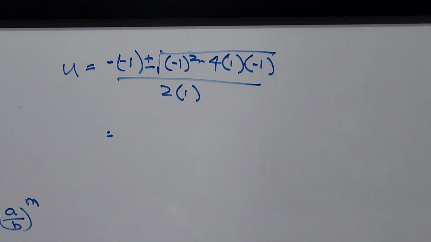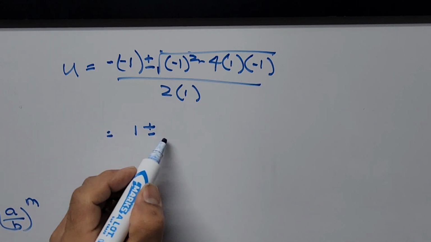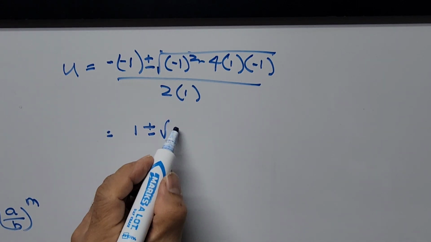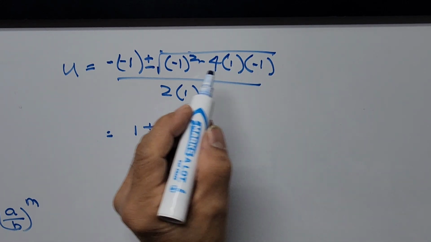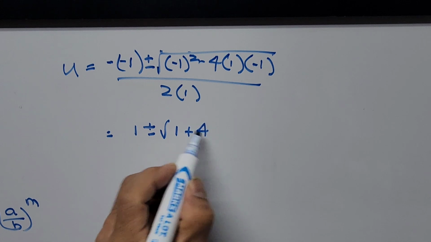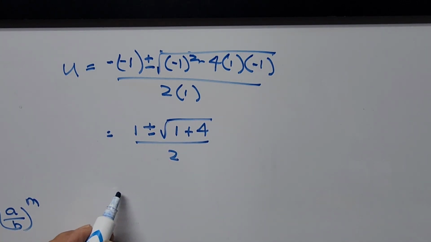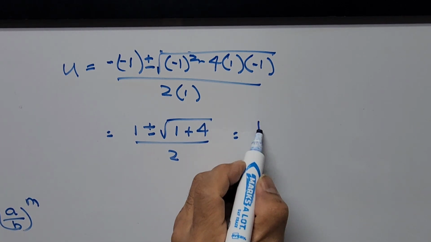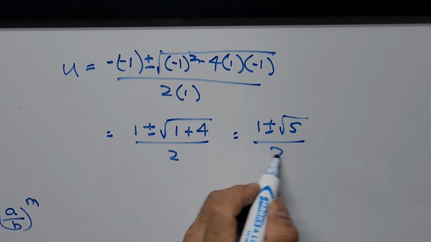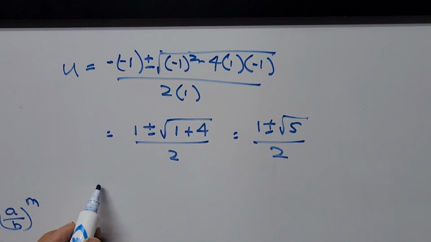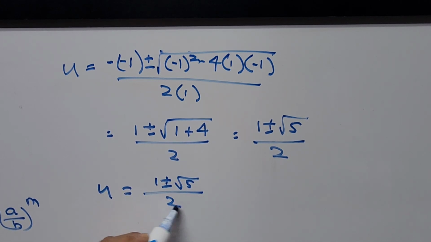Simplify: we have minus and minus right there, so plus, or positive, then plus or minus square root of -1 squared, that's 1, minus 4 times 1 times -1, so that's -4, and this is negative, so this becomes positive, divided by 2 times 1 is 2. So this is now equal to 1 plus or minus square root of 5 divided by 2. So this is the value of u.